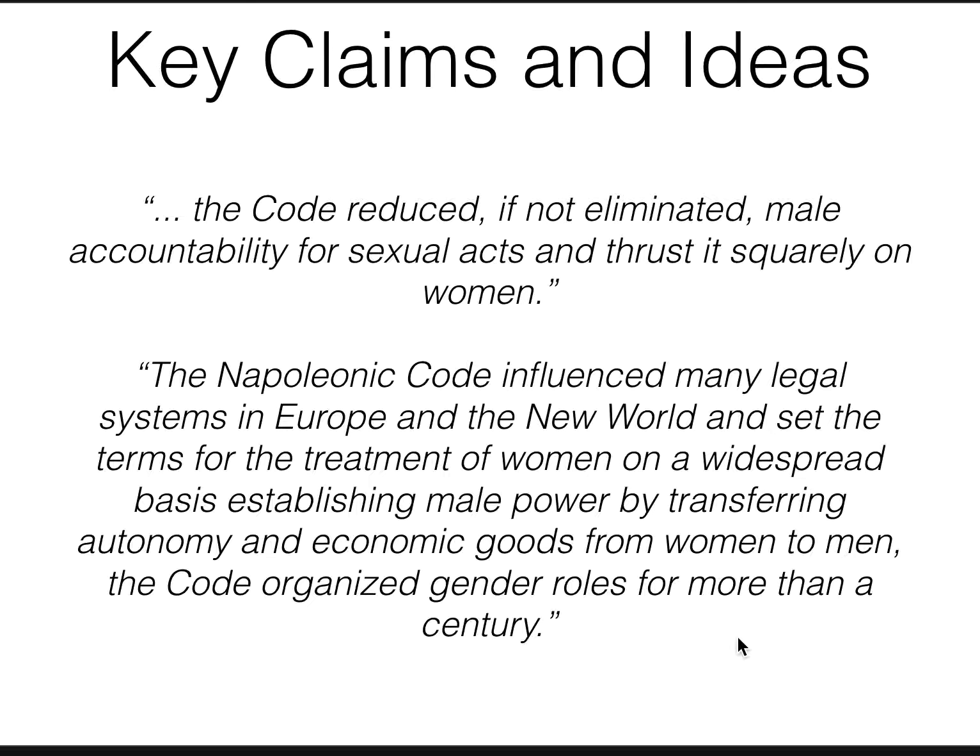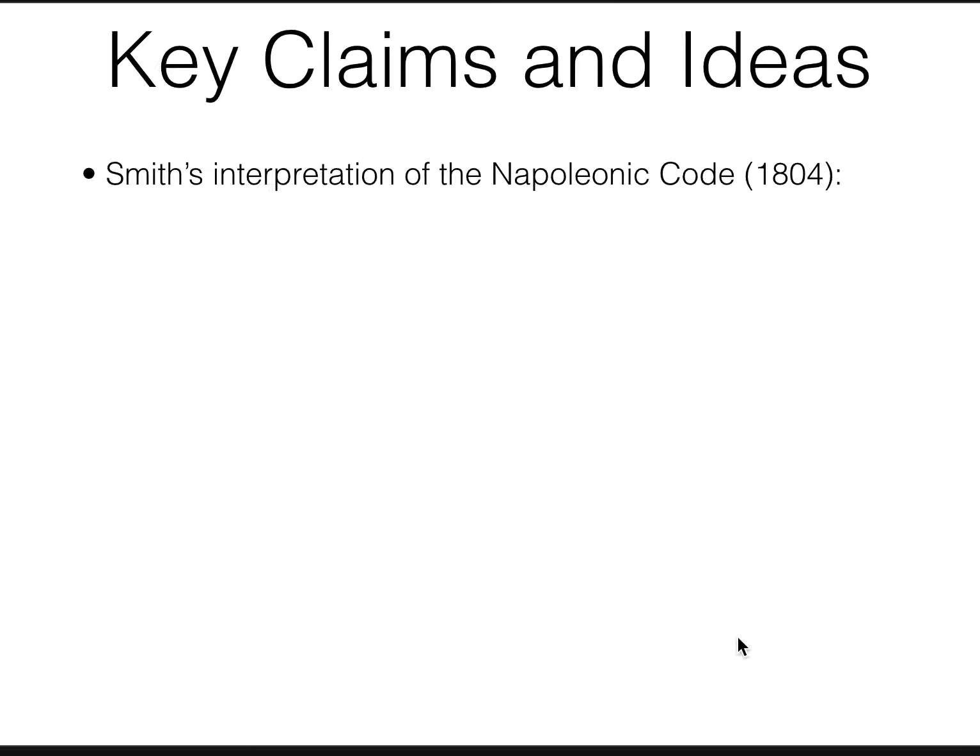She says, and this is a quote from the actual book: "The code reduced, if not eliminated, male accountability for sexual acts and thrust it squarely on women." There's an unfair sense of how the legal code worked. We'll look at an example in a second. She also adds that the Napoleonic Code influenced many legal systems in Europe and the New World, that is America, and set the terms for the treatment of women on a widespread basis, establishing male power by transferring autonomy and economic goods from women to men. "The code organized gender roles for more than a century." So she's arguing that it had a long-term impact on women as well, and it was quite detrimental.